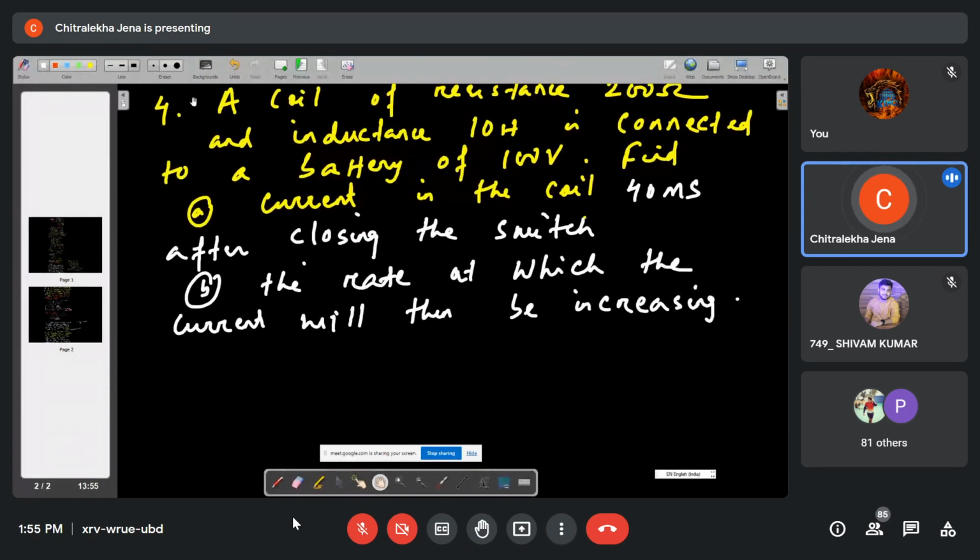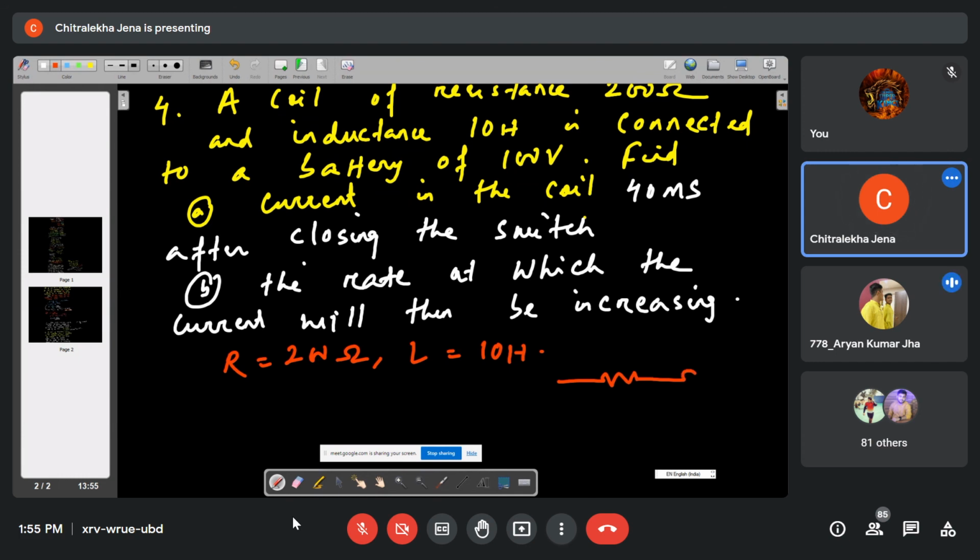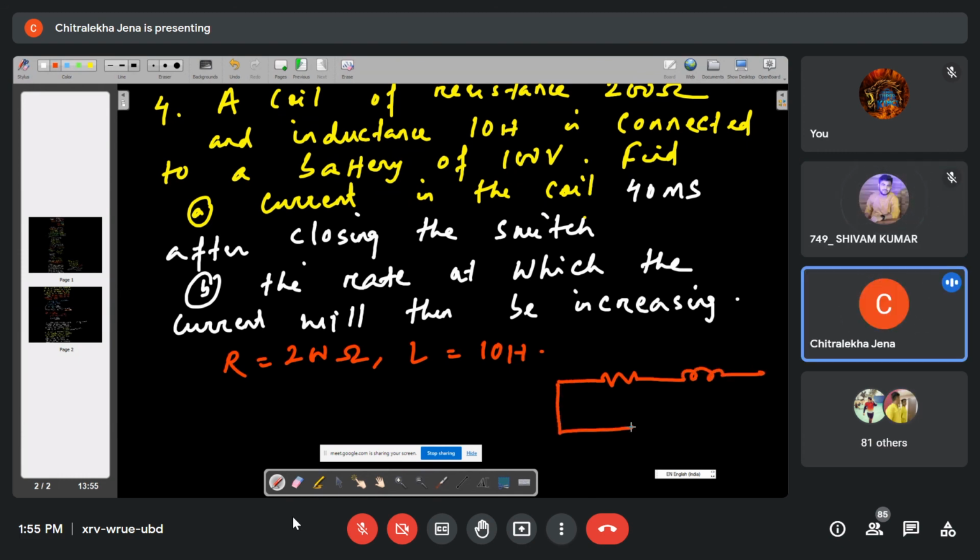Coil of resistance is equal to how much? 200 ohm. Inductance L equal to 10 Henry. It is connected to a battery of what? 100 volt. Okay. Then what do you need to find out? Find the current in the coil 40 millisecond after closing of the switch.